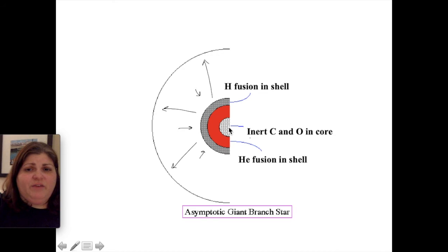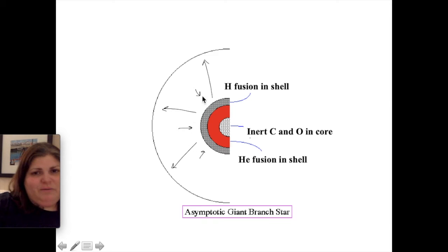Carbon and oxygen have accumulated in the core. It's run out, there's no fusion happening there. But nearest the core, the helium that's there in the shell is fusing into carbon and oxygen, dumping its carbon and oxygen here. So we've got a layer of inert, in other words, non-fusing carbon and oxygen. And then we have a layer in the shell of helium fusion, and a layer outside of that of hydrogen fusion. That fusion, which is close to the surface, is expanding the outer envelope outward.